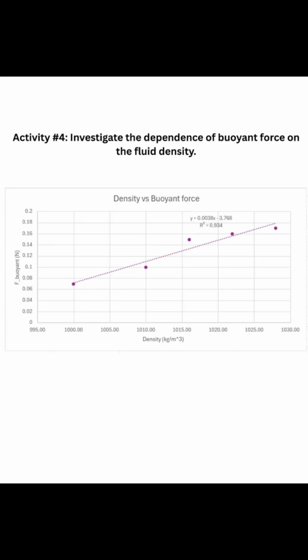Our true value is 0.004925. This was calculated by taking the volume of the fluid displaced times gravity. Comparing this to our slope of 0.0038, we get a percent error of around 22%. Our units for our slope are meters to the power 4 divided by seconds squared.